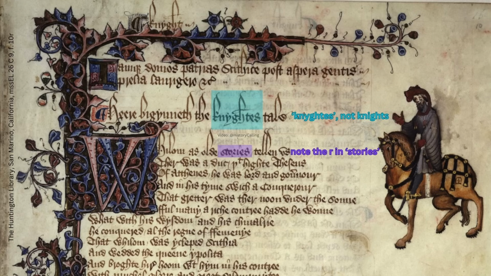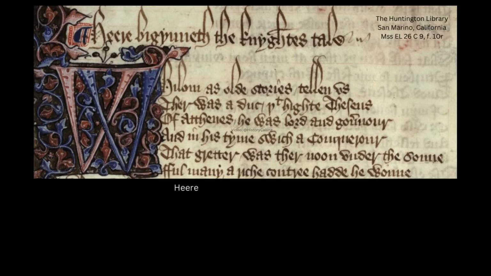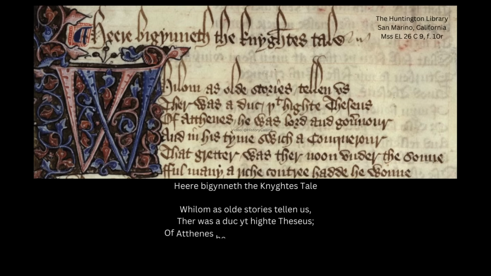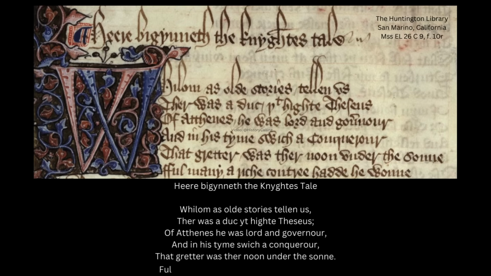The title and the first 6 lines of the manuscript say, "Here beginneth the Knight's Tale. Whilom, which means once, as old stories tellen us, there was a duke that hight, meaning was called, Theseus. Of Athens he was lord and governor, and in his time switch, meaning such, a conqueror. That greater was there none under the sun, full many a rich country had he won."